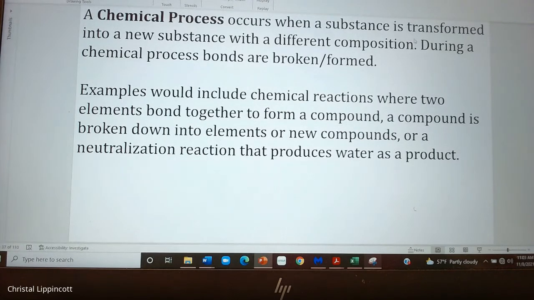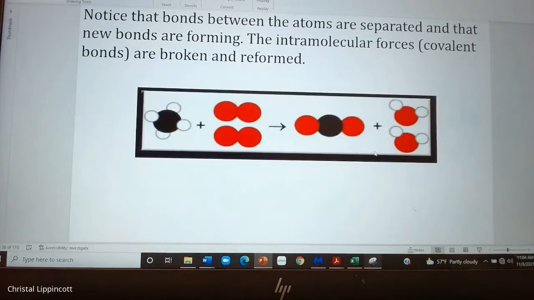Chemical process, then: a substance is going to be changed into a new substance with a different composition. During a chemical process, the bonds are broken and new bonds are formed. So examples there would include chemical reactions, where 2 elements bond together to form something new. A compound is broken down. So this would be a synthesis reaction here that they're talking about. This would be a decomposition reaction. Or you could have a neutralization reaction where water's formed. You could have double replacement, single replacement. So there's lots of options there. The bonds between the atoms are separated and new bonds are forming.